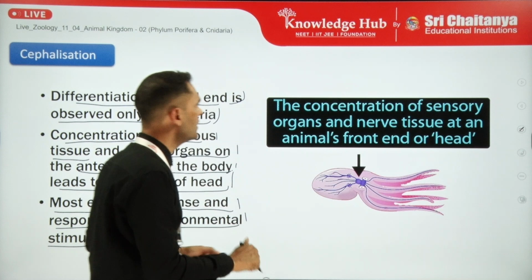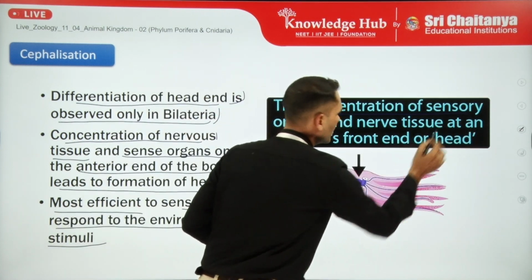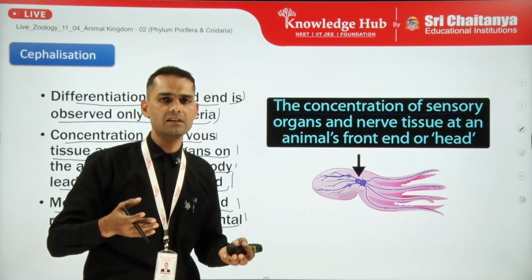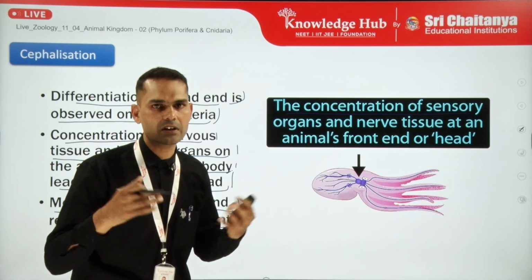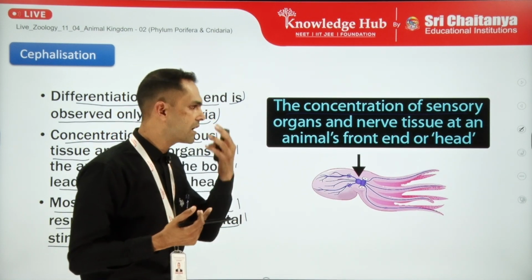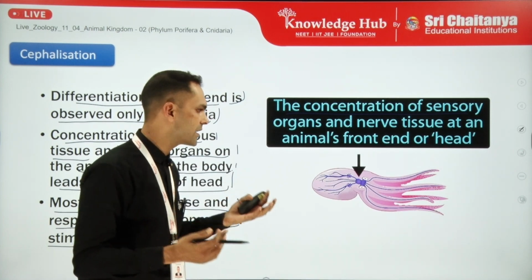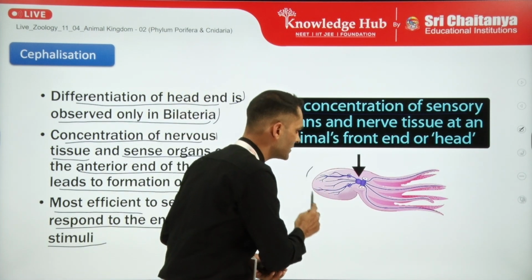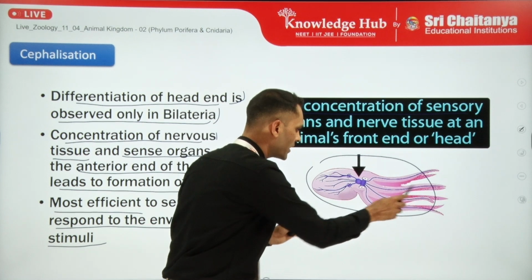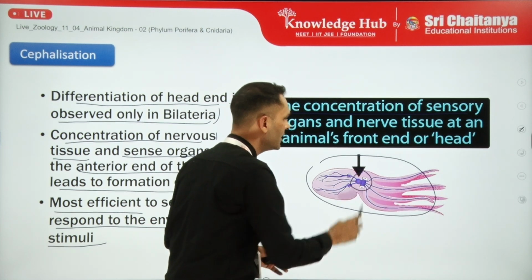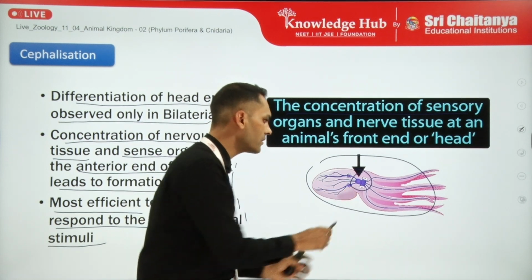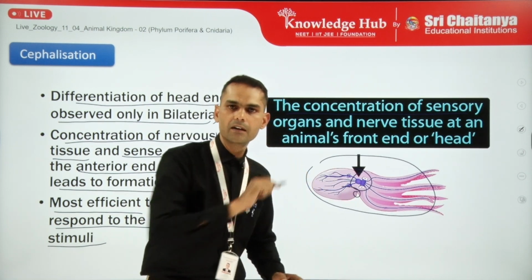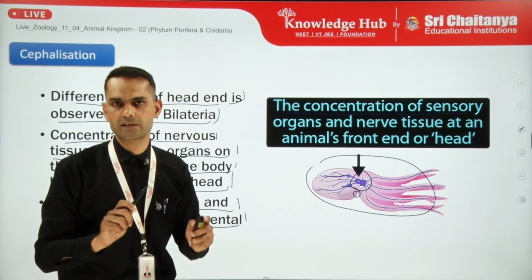Here we can see the concentration of sensory organs. What are sensory organs? For example, we have sensory organs for vision like eyes, for hearing like ears, for taste like the tongue, and for smell we have the nose. So these are the sensory organs. All the organs along with the head are concentrated at the anterior part or near the mouth opening. So this is the property of cephalization.